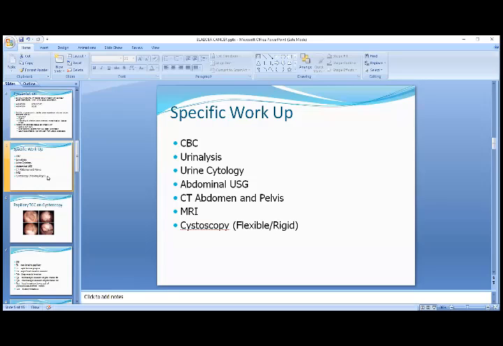Then comes urine analysis. Urine analysis is also very important. It will also give you some clue, like it will tell you the extent of the hematuria, whether hematuria is 1 plus, 2 plus, or 3 plus. So that is the extent, mild, moderate, or severe. And it will also give you a rough idea of infection. If the leukocyte esterase or nitrites is positive, it means the patient is having an infective etiology.